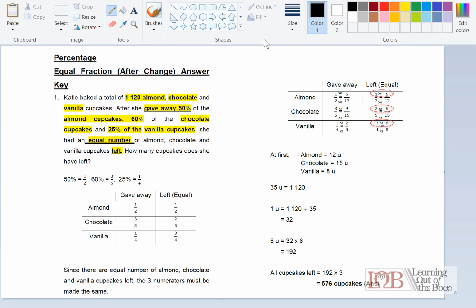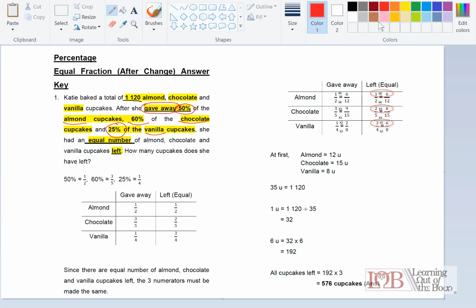Katie baked a total of 1,120 almond, chocolate and vanilla cupcakes. After she gave away 50% of almond cupcakes, 60% of the chocolate cupcakes and 25% of the vanilla cupcakes, she had an equal number of almond, chocolate and vanilla cupcakes left.